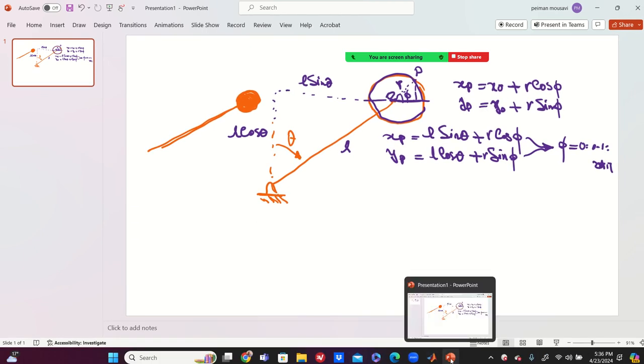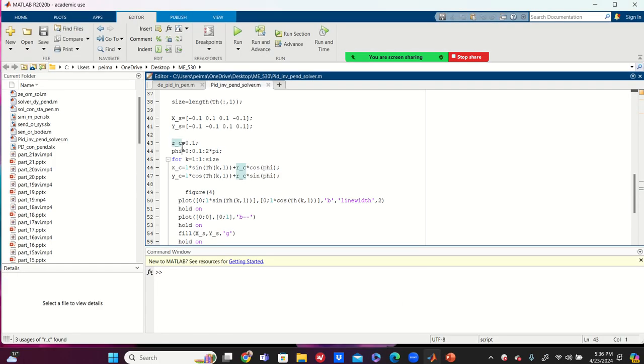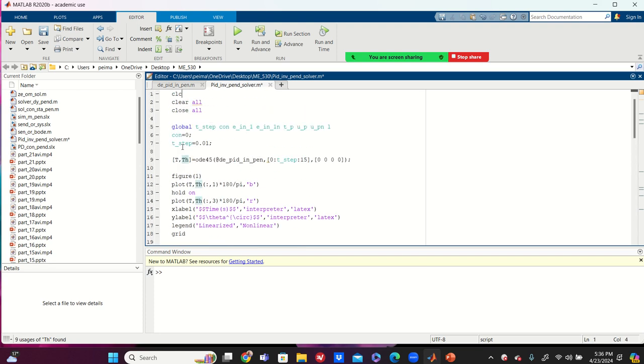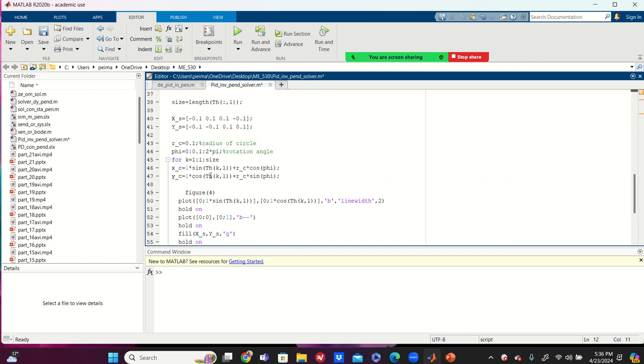So we control the system. See here, I'm saying this is the radius of the circle, and this is the rotation angle phi, as I told you. Exactly, I type here inside the for loop: X of c is L sine theta. Theta is from above, the angle of the pendulum. But here you have to put K because this is moving. That's right, K and 1, and R c cosine phi.